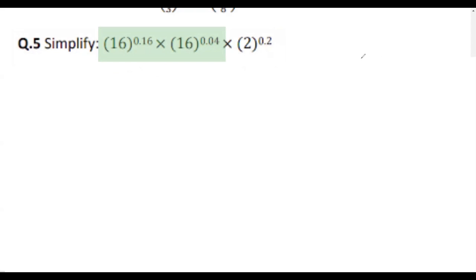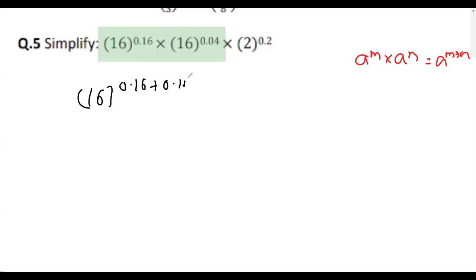But before that, let's write down the exponent rule here, the laws of exponents, that is a raised to the power m into a raised to the power n is equal to a raised to the power m plus n. So when you have the same bases multiplied, the powers should be added. So we can write this as 16 raised to the power 0.16 plus 0.04.